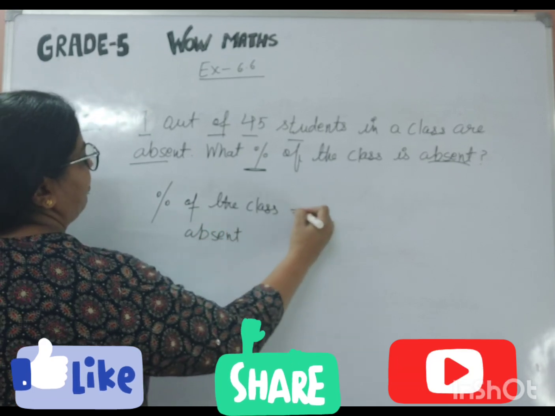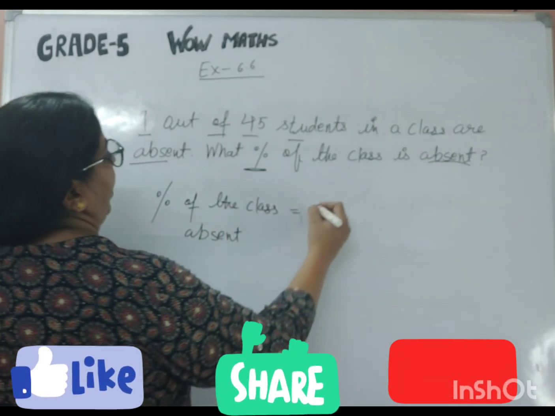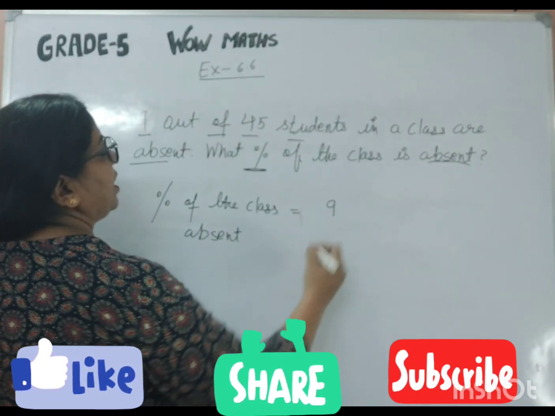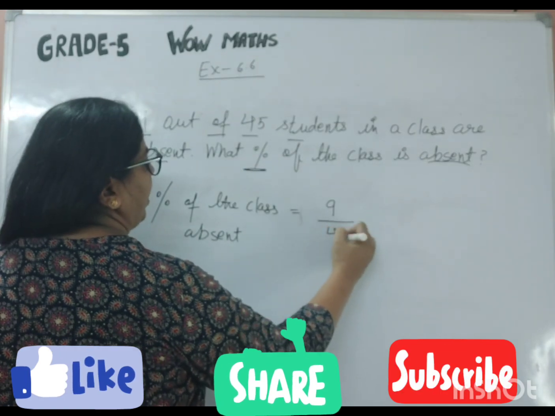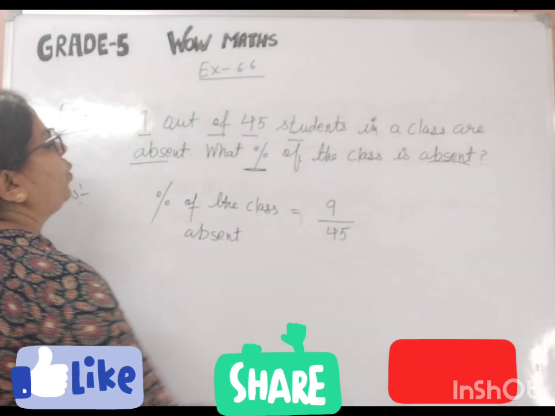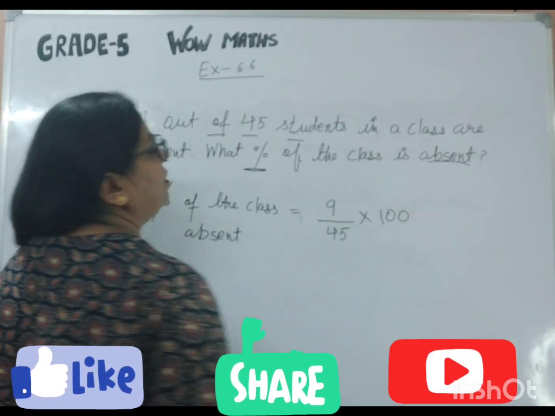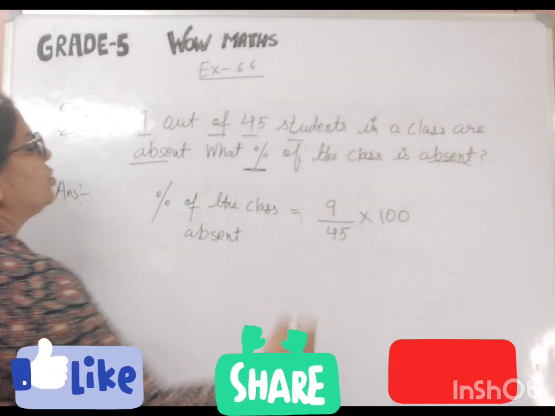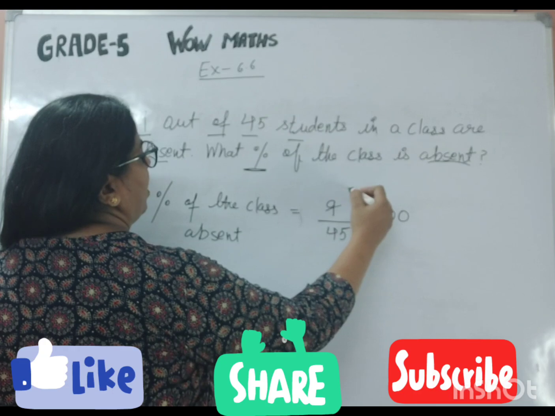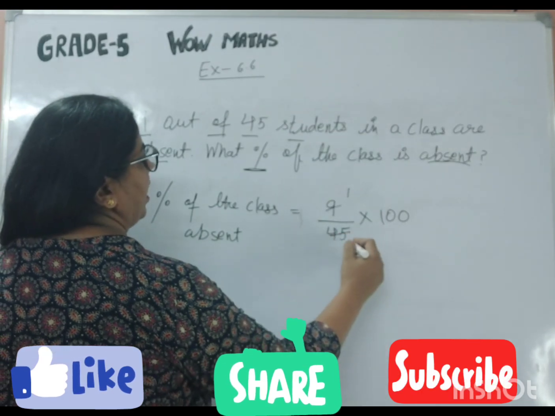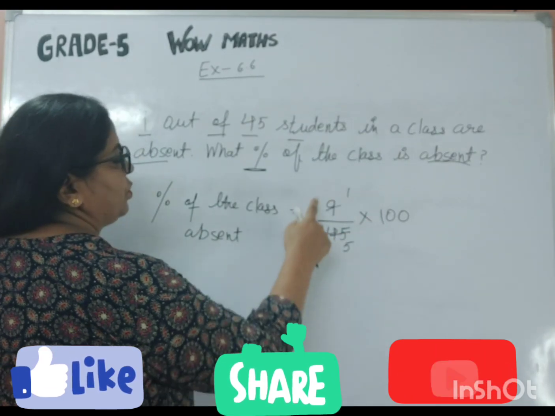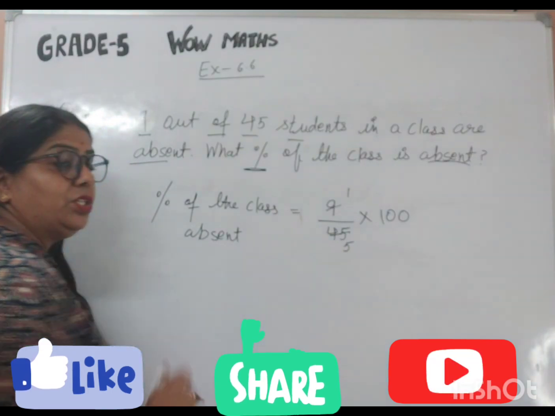So first we will frame the fraction. So the fraction is 9 students out of 45 they are absent. So we are going to calculate the percentage. So we are going to multiply with 100. Okay. So let's do the cutting part now. 9 ones are 9. 9 5s are 45. So this is the numerator number. This is the denominator number.